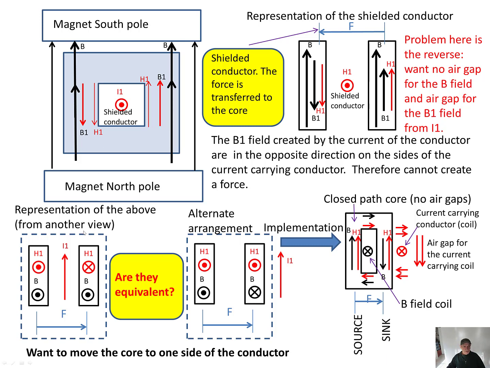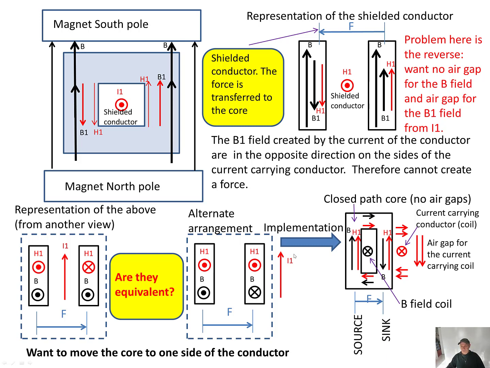So representing the above from another view, you can have the current flowing upwards, and there's H1 coming out of the page, B1 coming out of the page, and H1 going into the page on the right hand side, and B1 and B field coming out of the page. So what we want to do is, if we rearrange, is this equivalent to this? So what we do is we'll put the two cores here, the cores are on either side of the current carrying conductor. What about if we put the two cores on one side of the current carrying conductor? And now we will have H1 out of the page on both because it's on one side. But instead now we will reverse the B field on one of the cores to go inside. Will this produce a force? Because here there's a higher concentration on the left side and a lower concentration on the right side.